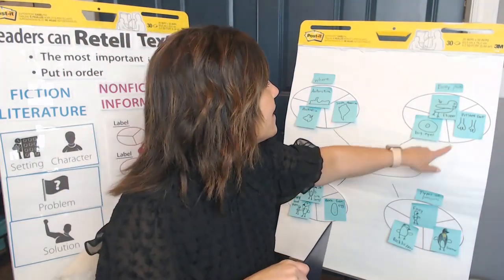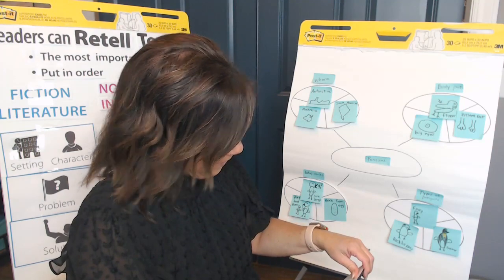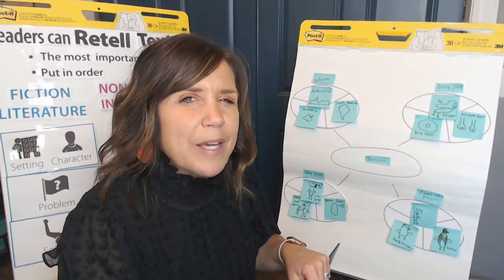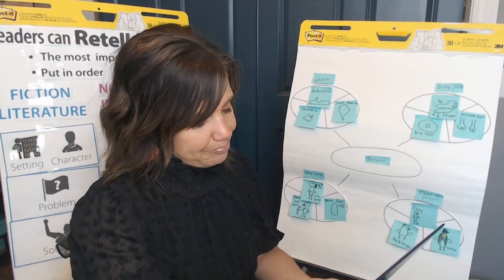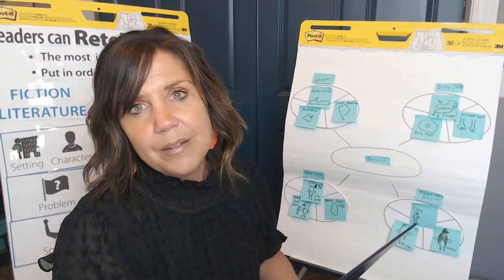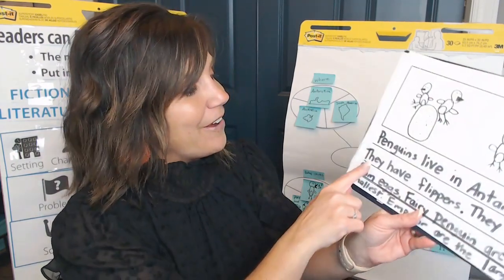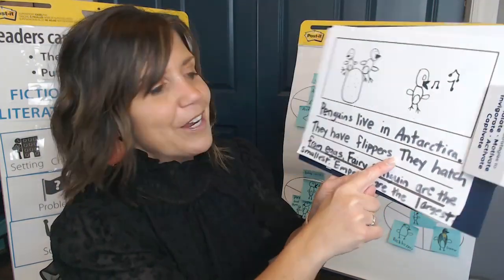And if I wanted to write a sentence about his body parts, I love that they have flippers. That's what I think about when I think about penguins. I think about their flippers. So how could I say that in a sentence? Penguins have flippers? Is that what you said? Or they have flippers? Yeah, good, right. They have flippers. Great job.